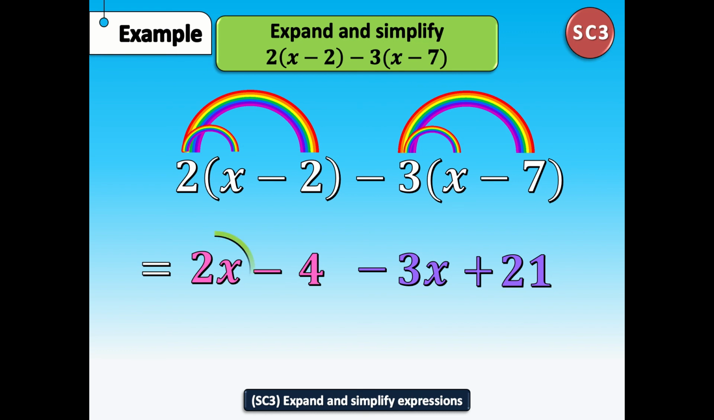Now we can simplify it. So 2x take away 3x. So 2 take away 3 is minus 1. So that's minus 1x, or minus x.